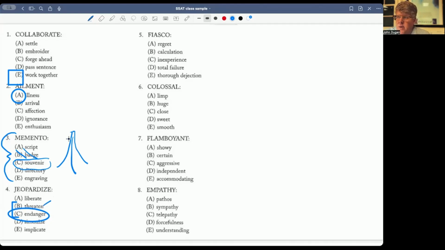A fiasco is a total failure. You've maybe got to know that word or have heard that word. It's hard to put in a sentence if you don't know it. Colossal: it's a colossal building, a colossal mistake. I just get the idea that it's big or huge.